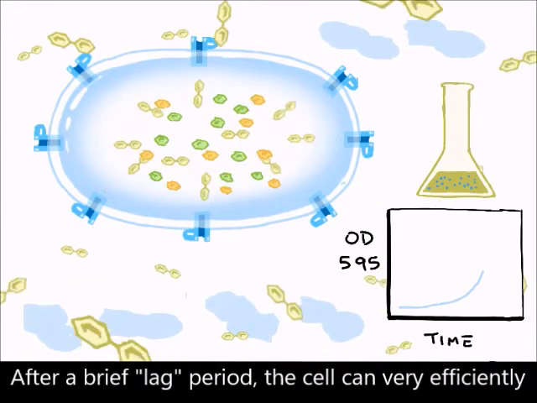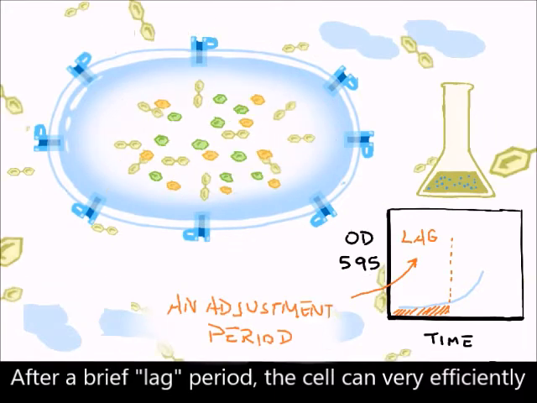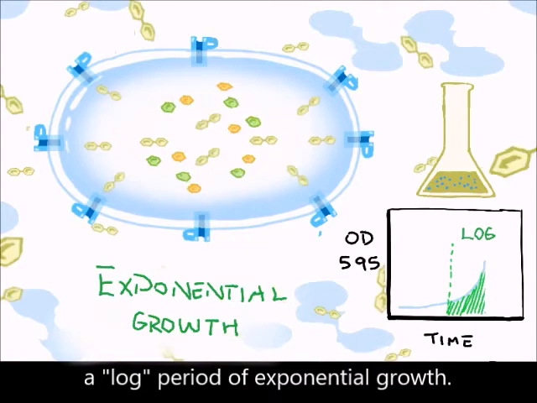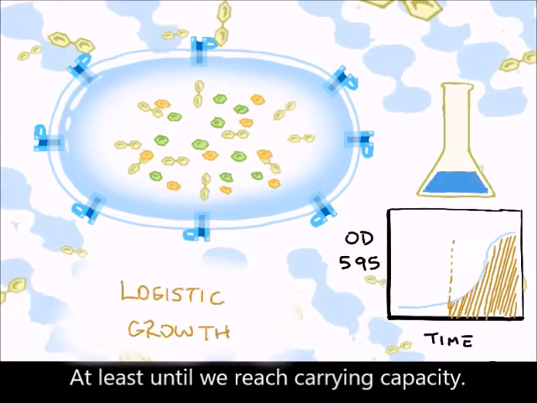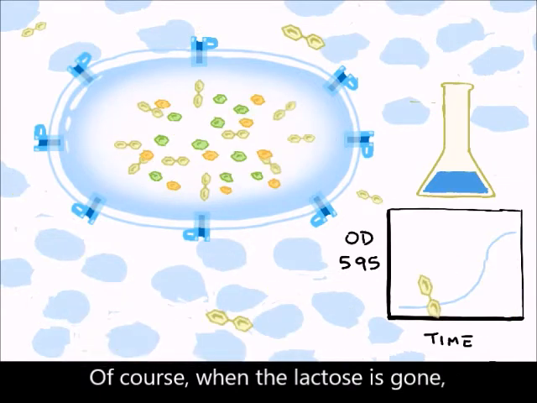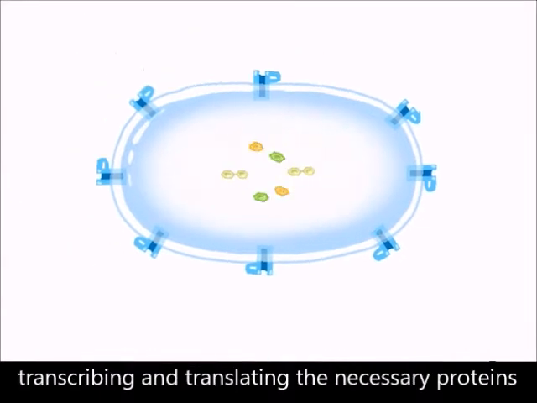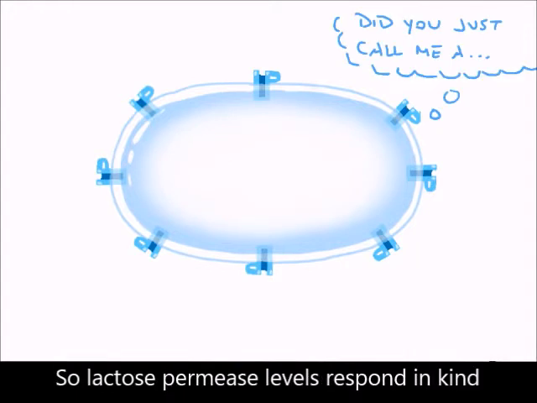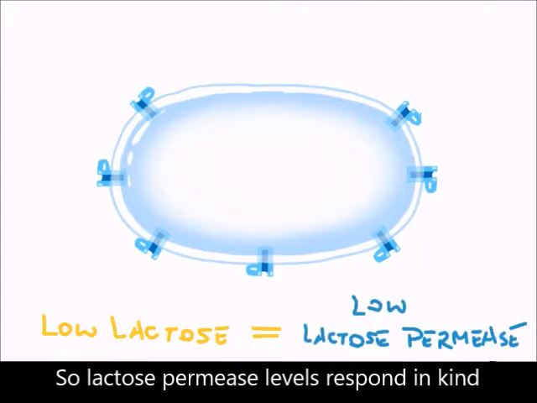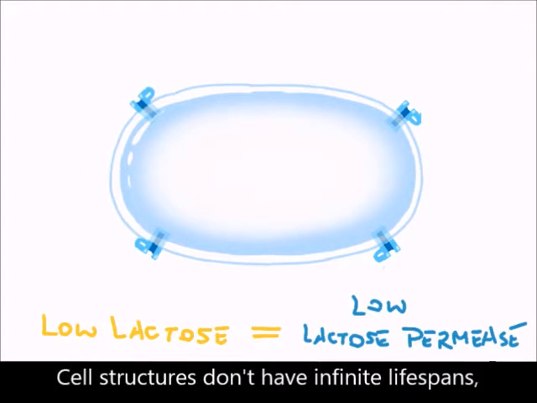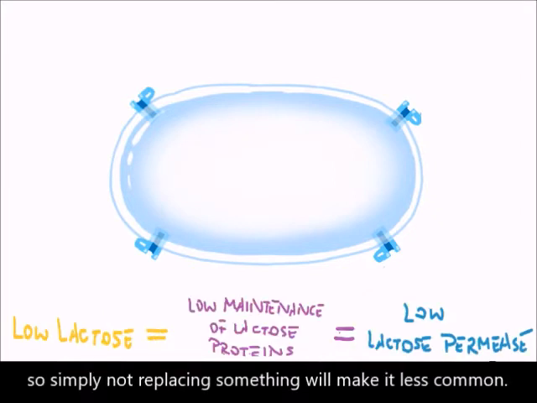After a brief lag period, the cell can very efficiently use the lactose in its environment and enter a log period of exponential growth, at least until we reach carrying capacity. Of course, when the lactose is gone, transcribing and translating the necessary proteins amounts to a complete waste of energy. So lactose permease levels respond in kind as the operon shuts down new production. Cell structures don't have infinite lifespans, so simply not replacing something will make it less common.